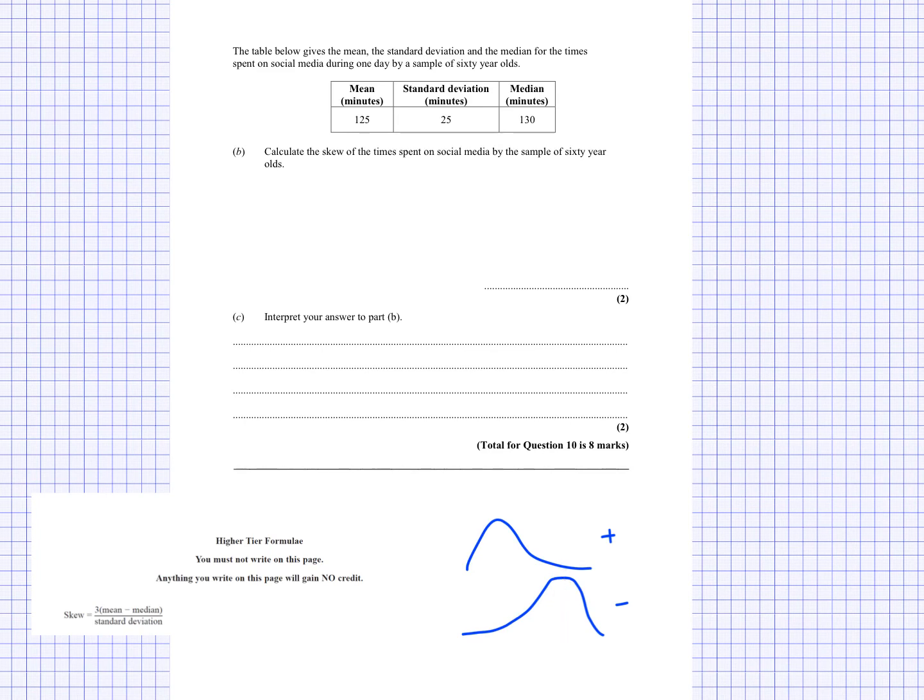And that would mean that most of the people, or more than half of the people, because remember median is the halfway point, more than half of the people are above the mean. So if it's a negative skew, more than half of the people will be above the mean, and if it's a positive skew, more than half of the people will be below the mean. And you have to interpret that in context, in terms of minutes and whatever it's looking at, statistically. So this was about social media.